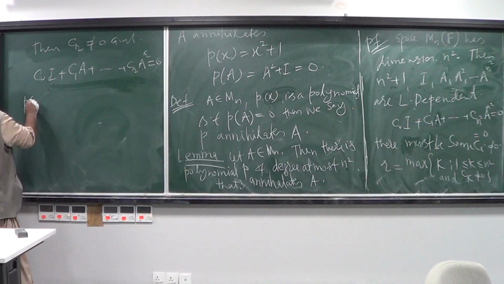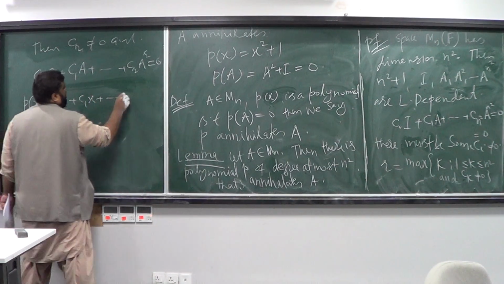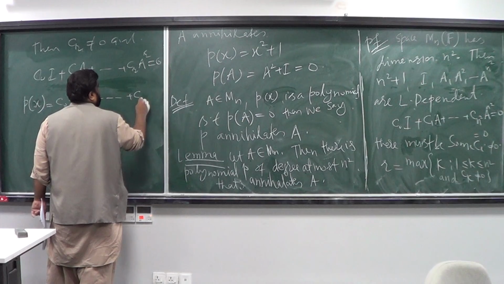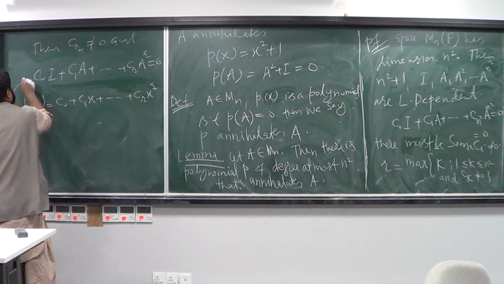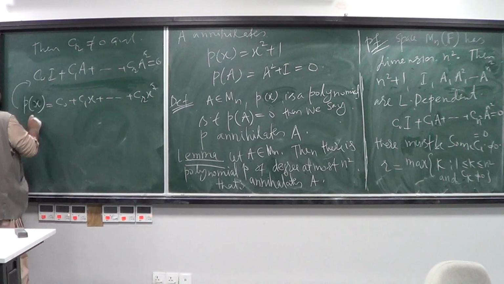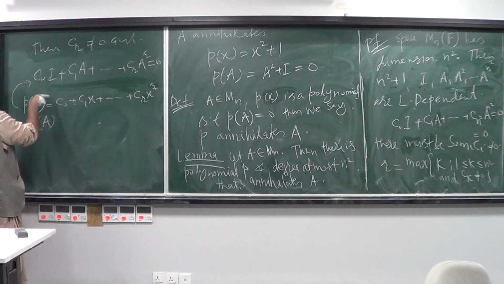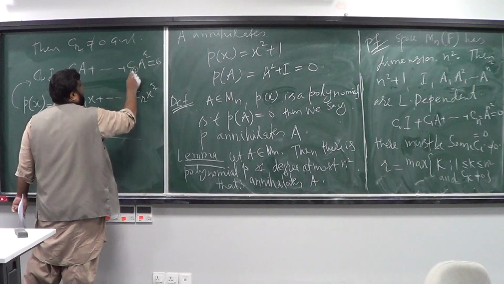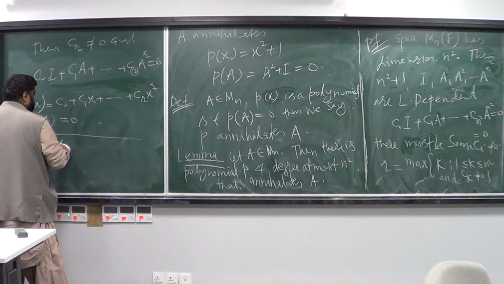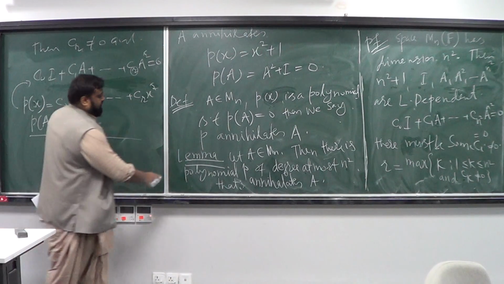So if this is the case, this shows that you got a non-constant polynomial, say P of x, which is C0 plus C1x plus so on and so forth, CR x power R, that annihilates the matrix A. And R could be a number up to n square. So this proves the lemma.